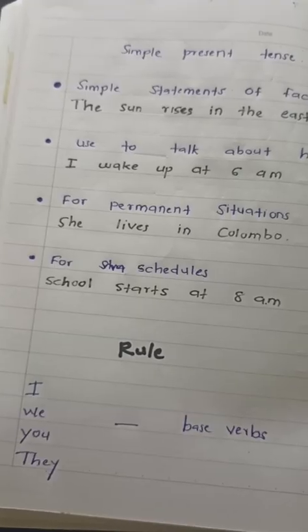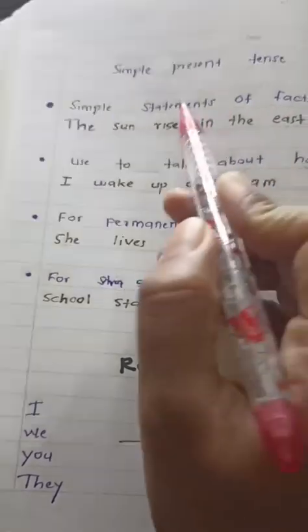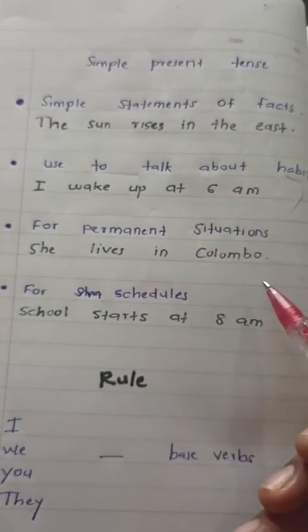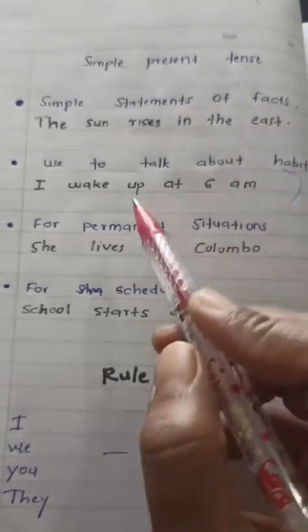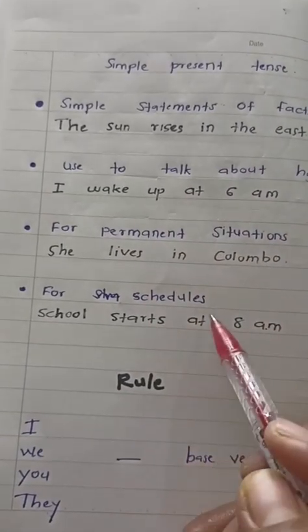In today's video, I am going to explain the simple present tense in detail. Simple present tense. We use simple present tense to talk about simple statements of fact, to talk about habits, for permanent situations, for schedules.